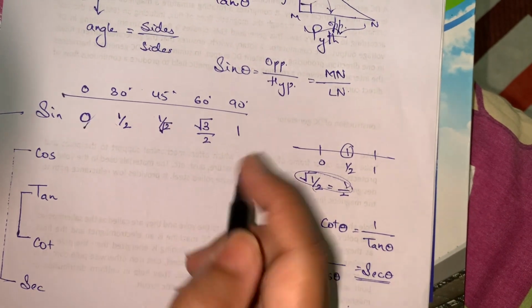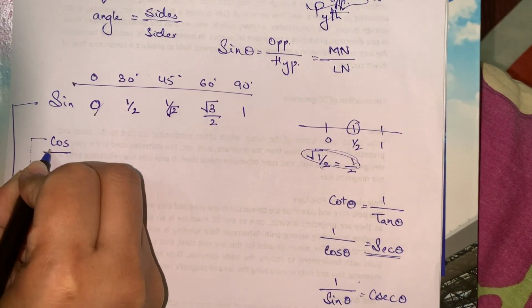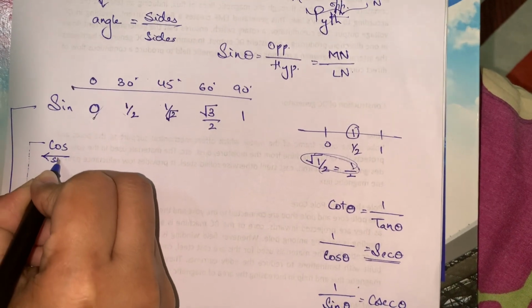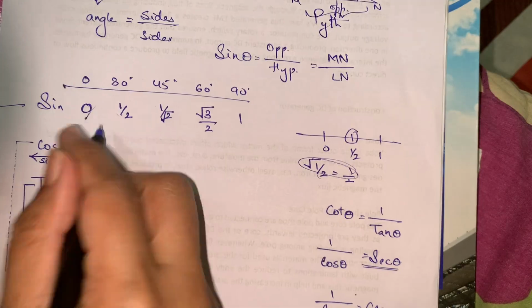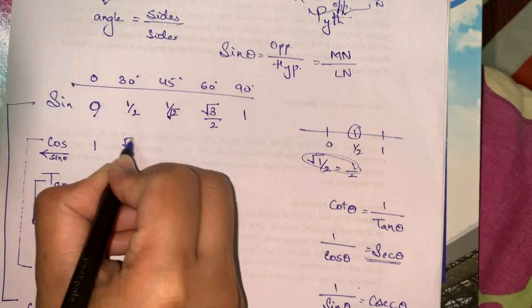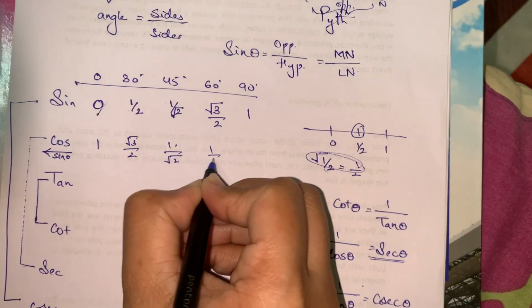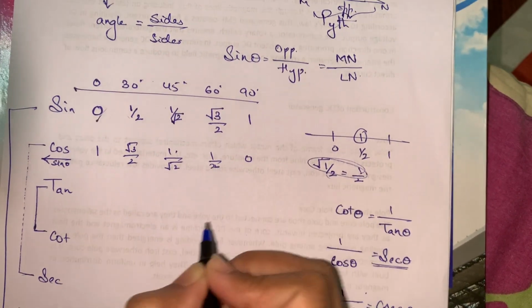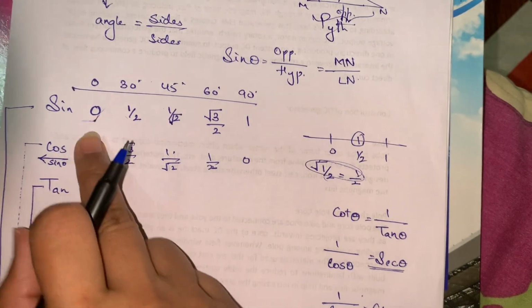Finished. Then after this, the cos values, how am I going to write cos? Cos will be written in the reverse order of sine. Cos is reverse order of sine theta. So this 1, root 3 by 2, 1 by root 2, 1 by 2 and 0 is what I've written in reverse, starting from here.